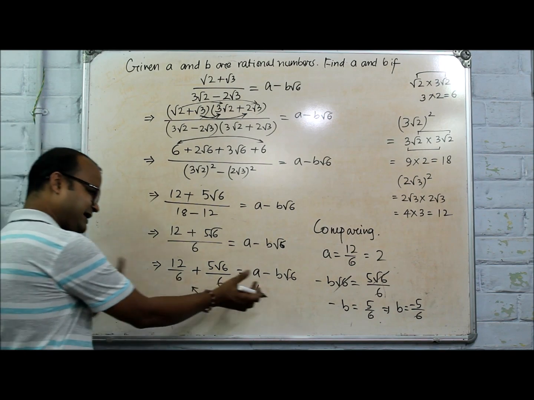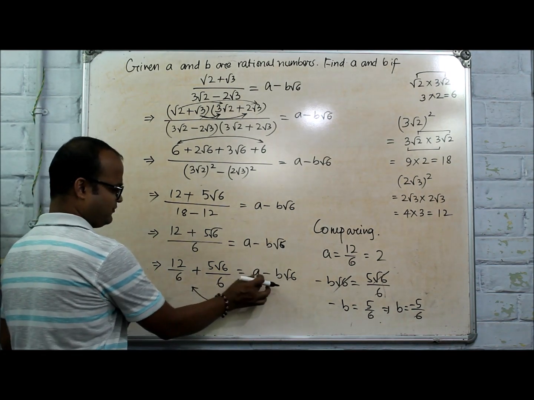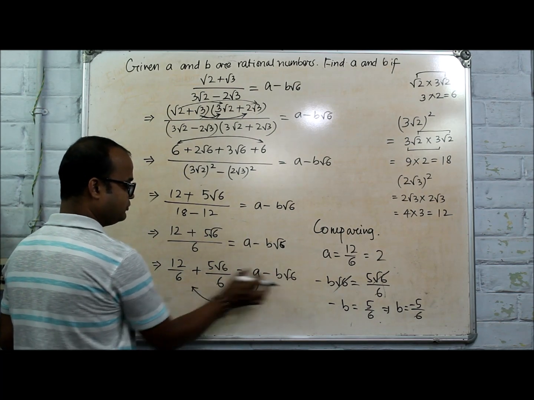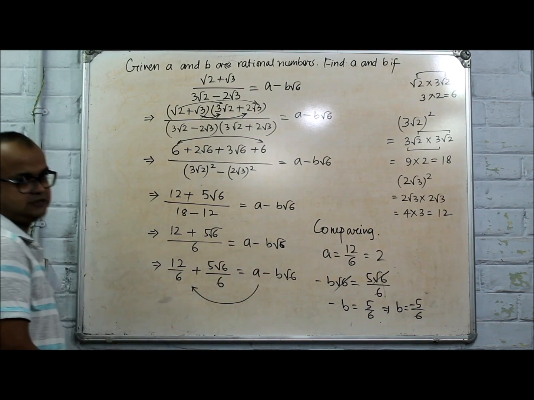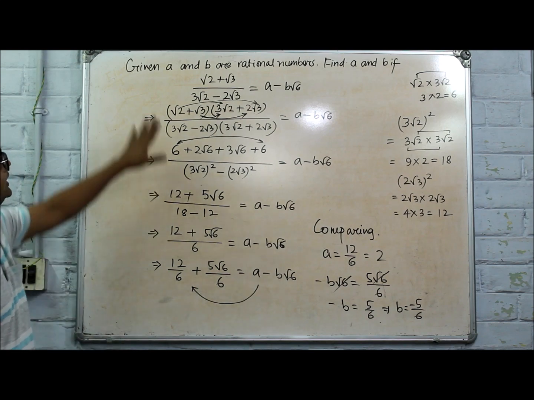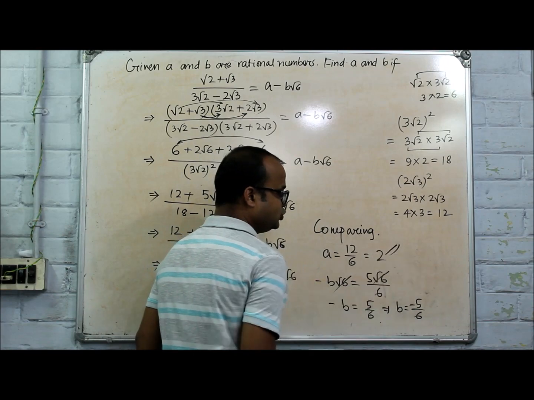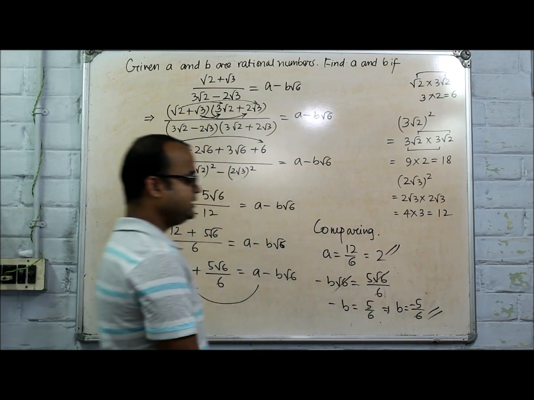Or you can directly simplify or compare from here. A is equal to this, and root 6 leaves this part, so b you will get as 5 by 6. So we will get the value of a and b as a is equal to 2 and b is equal to minus 5 by 6.